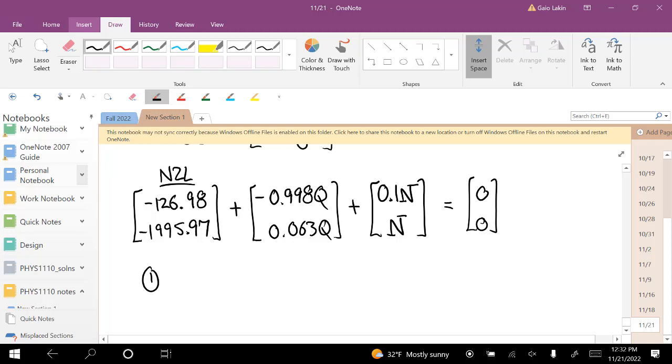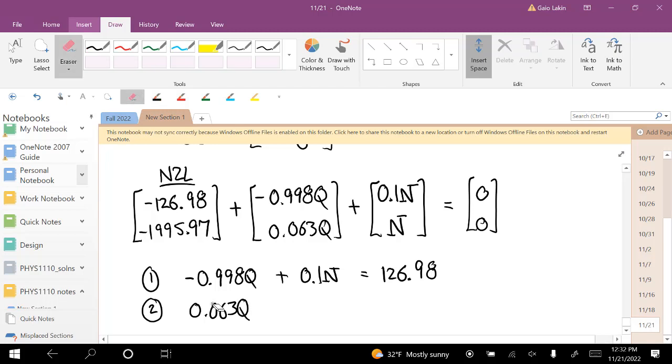So our system of equations says 0.998 Q plus 0.1 N is equal to 126.98. And the second equation says +0.063 Q plus N is equal to +1995.97.